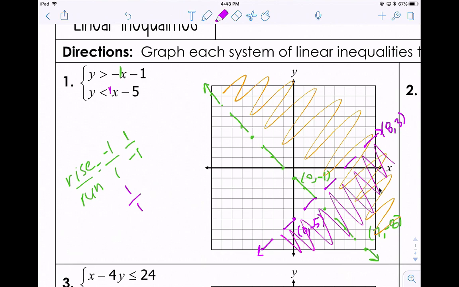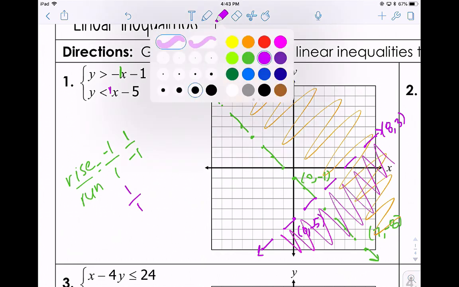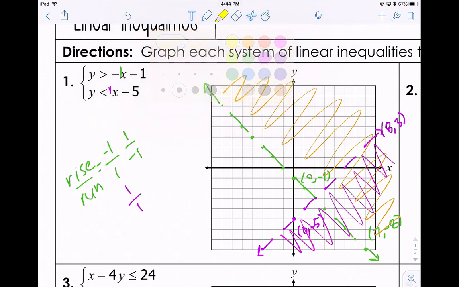So I'm going to use a highlighter to show you where those overlap. So those overlap in this section right here. I don't know if you can see that highlighter, but it's bright yellow. So that would be the actual solution. So where they overlap is the solution to the system.